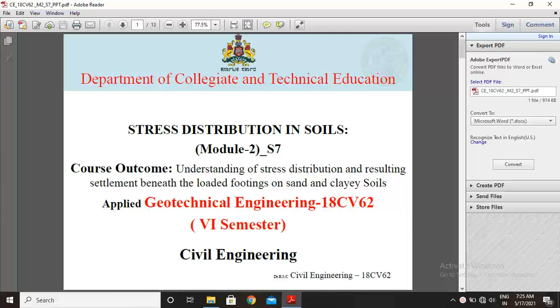Today I want to start this session 7 of module 2. Title of the module is Stress Distribution in Soils. The course outcome of module 2 is understanding of stress distribution and resulting settlement below the loaded footings on sand and clay soils.